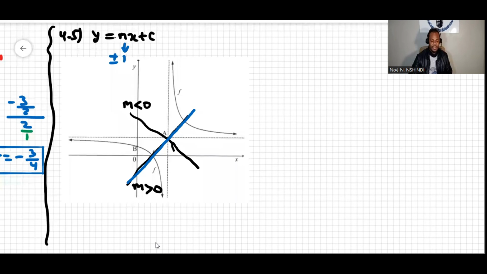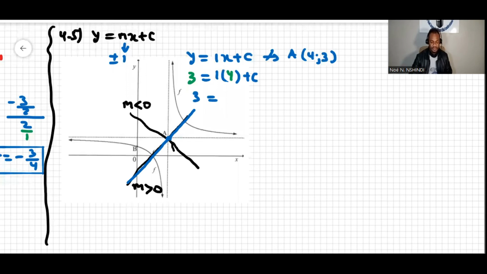So we have y equals 1x plus c. Because it passes through the asymptotes, and we found earlier that the point A, the asymptote intersection, was (4, 3), we can substitute the coordinates of that point, 3 for y and 4 for x, in order to find c. So 3 equals 4 plus c.